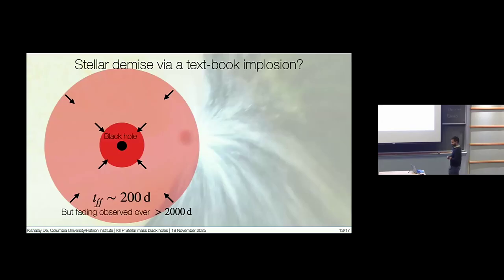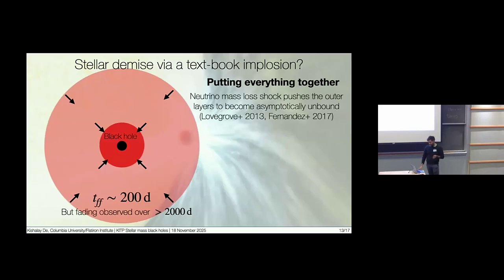And the three key things that we had to put together is that we expect that this neutrino mass loss shock, which comes just from the loss of neutrinos, likely puffs up the outer layer of the star, so that the outer layers are asymptotically unbound because of the energy that's put into it, and that the fallback into the black hole likely generates some luminosity, which, to first order, you can guess scales with the mass accretion rate onto the object.